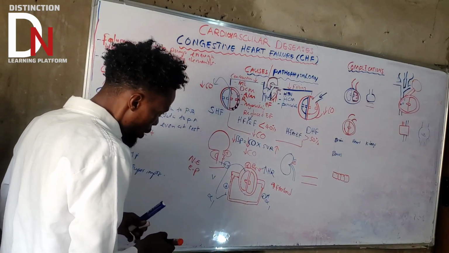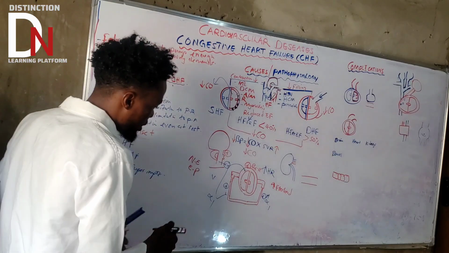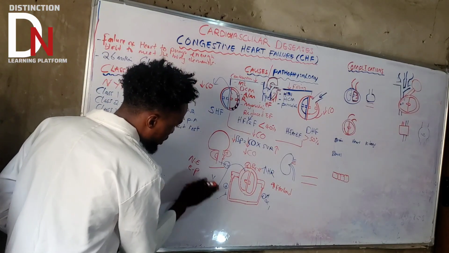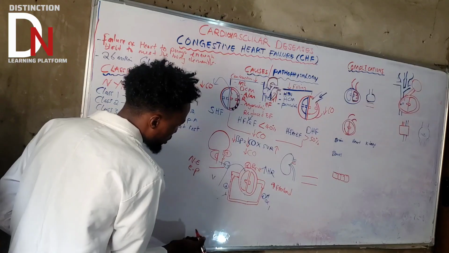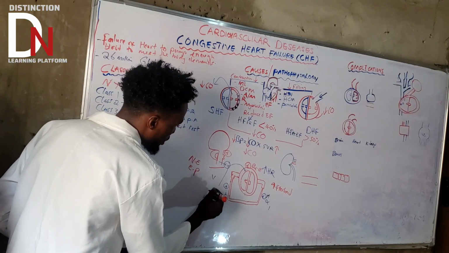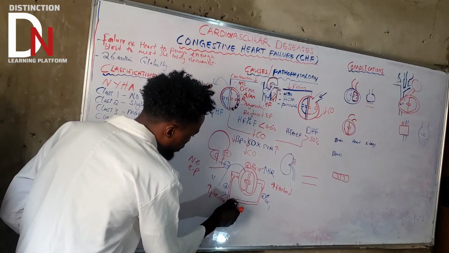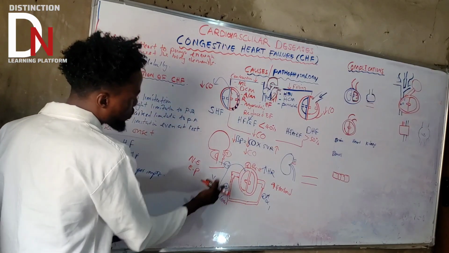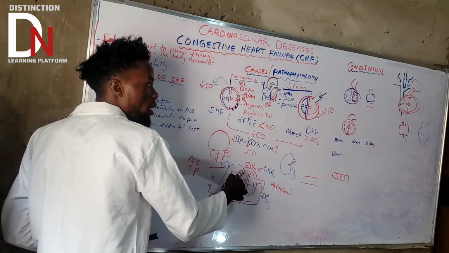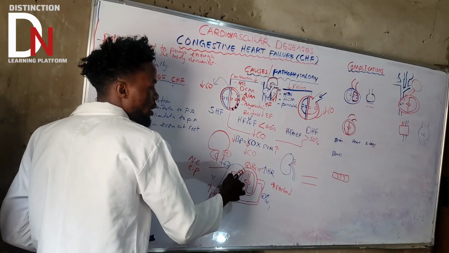Now, what about the venous side? If you activate alpha 1 receptors on the venous side, what's going to happen here? You're going to increase the preload. What is preload? Preload is the amount of blood that's going into the ventricles, or the heart.